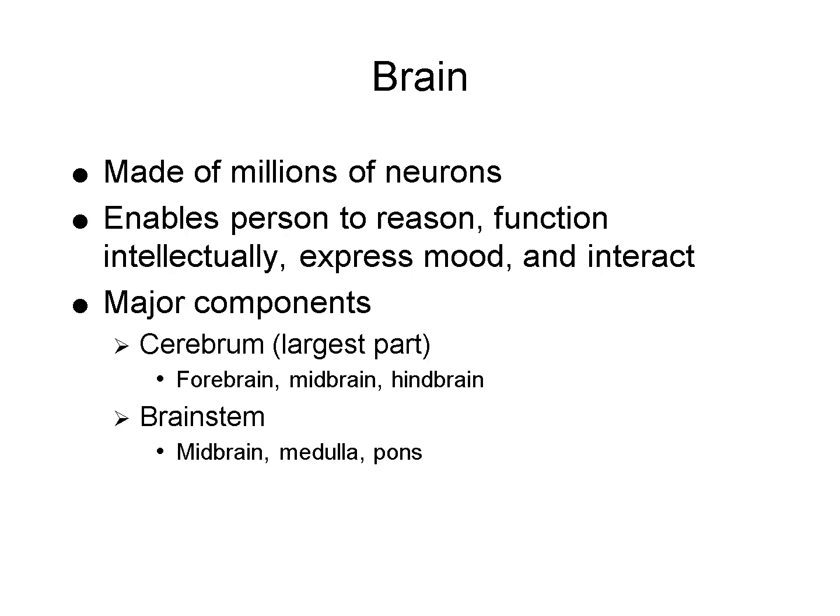The brain contains millions of neurons and is responsible for reasoning, mood, intellectual function, and motor control. Major components include the cerebrum, which makes up the largest part of the brain, the forebrain, midbrain, and hindbrain, and the brainstem, which includes the midbrain, pons, and medulla. Each part plays a specialized role in coordinating body systems.